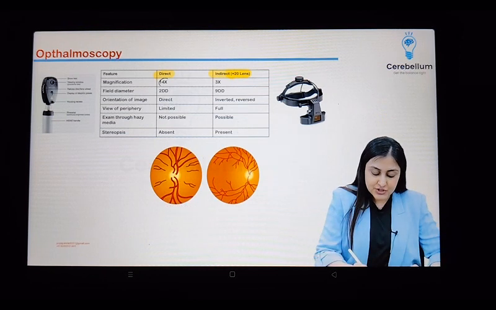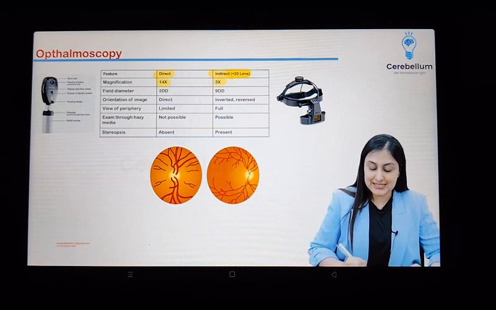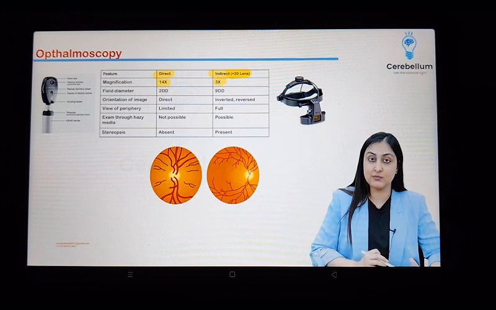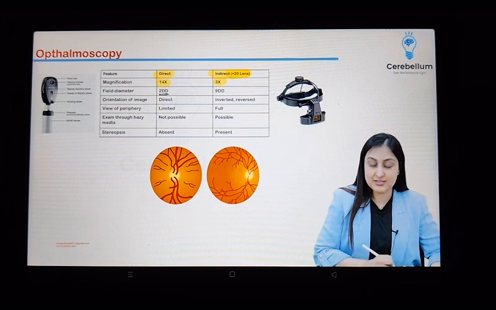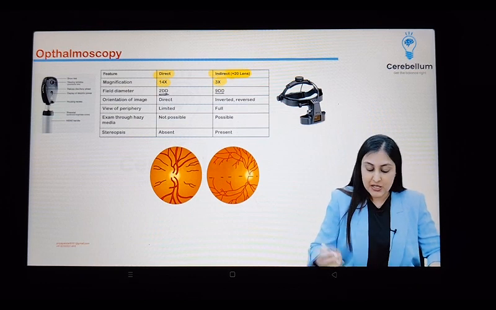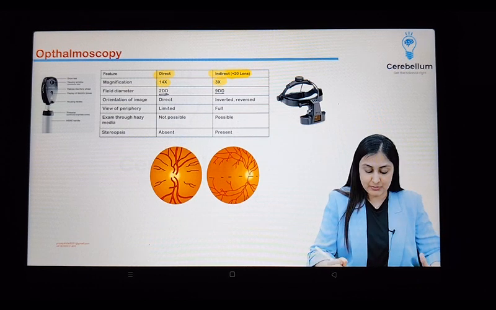It could be variable, but +20 is what is usually used. Direct gives you a magnification of 14x, a very magnified view, whereas the +20 lens in indirect gives you a magnification of 3 times. This is the kind of view you get schematically. The field diameter, because direct is so magnified, is 2 disc diameter, whereas indirect gives a larger field of view, which is 9 disc diameter. These are the numbers you have to remember.